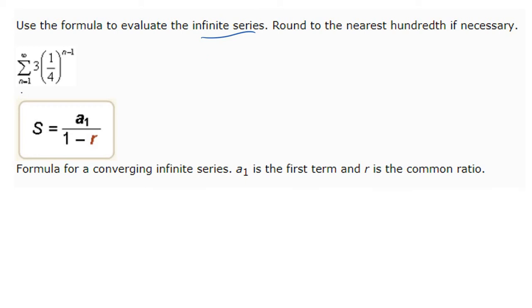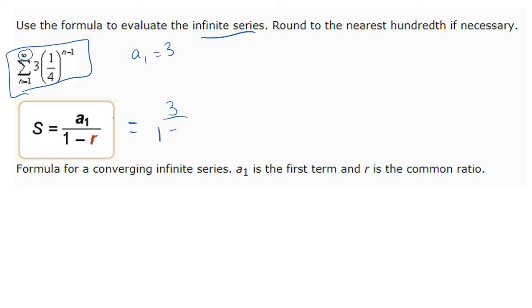Okay, so now they give us sigma notation. All right, so this is infinity. You can't see that symbol very well, but it's infinity. Let's use the formula. Okay, what's the first term? Well, if I plug a 1 in here, 1 minus 1 is 0. 1/4 to the 0 is 1. 3 times 1. So my first term is 3.